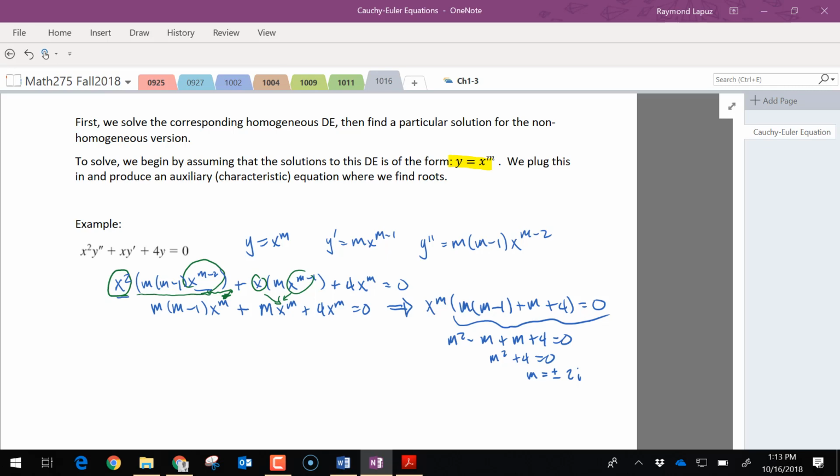So our solutions are supposed to look like this. So unfortunately, this is a complex function. Complex is imaginary numbers, complex numbers. This is a complex function that we can't really use. We started off with a real number differential equation, so our results should be real numbers.